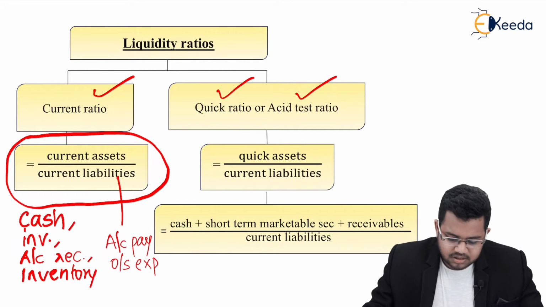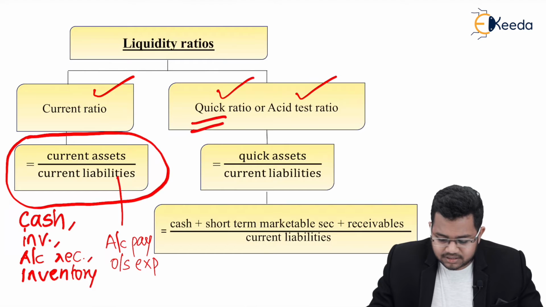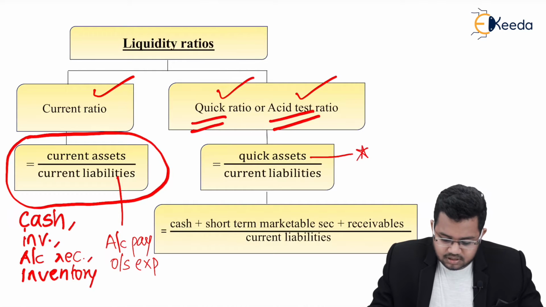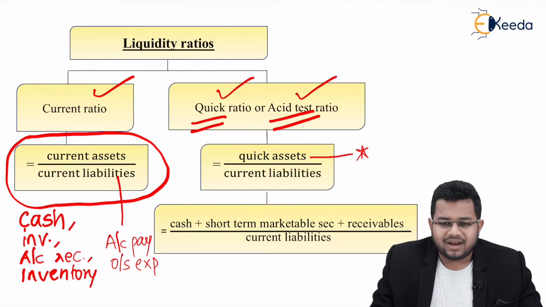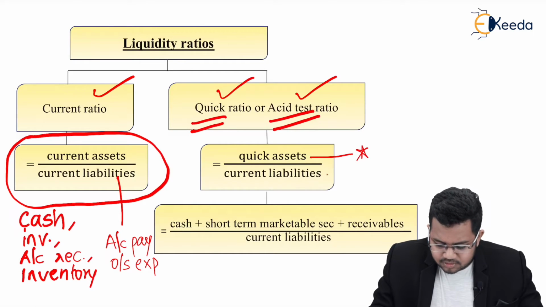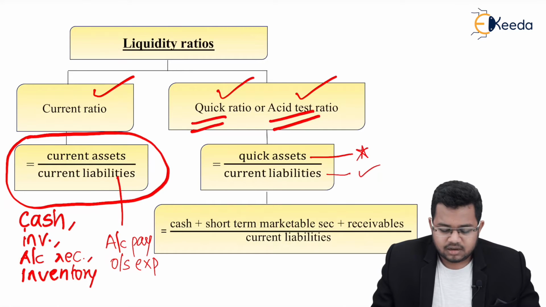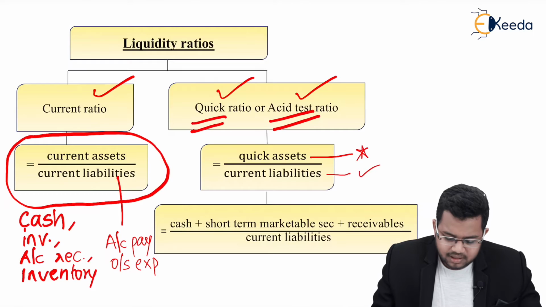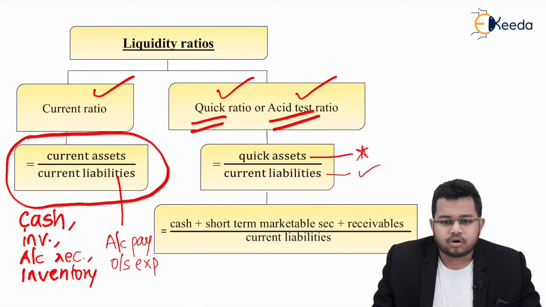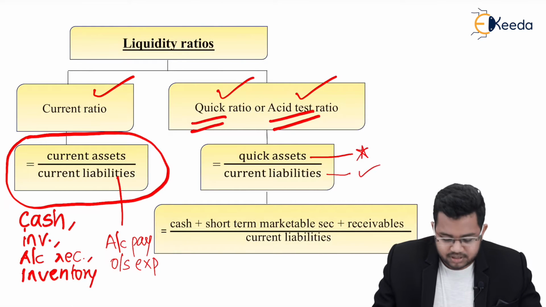Now the next one is quick ratio or acid test ratio. Now by quick, we mean that we'll be taking quick assets. Current assets and quick assets are quite different. There is one small difference, and the denominator is the same, current liabilities. Now you may find in some books like in our Indian curriculum that quick ratio is quick assets upon quick liabilities. Now let's keep it aside. Our CFA curriculum says quick ratio is quick assets upon current liabilities.